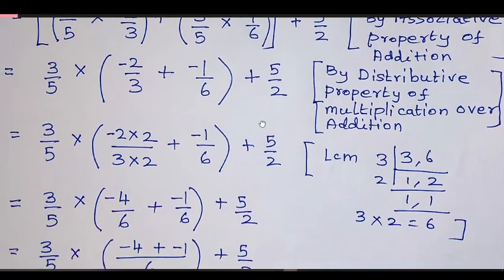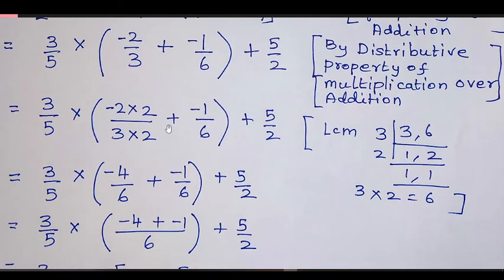Now once you have done this step, what you have is 3 by 5 into minus 2 by 3 plus minus 1 by 6. Both the denominators are different, so you must find a common denominator, then you can add the numerators.